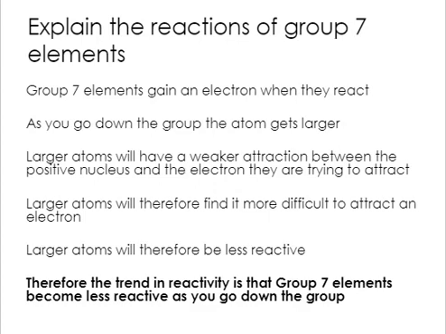We need to explain what's going on with these reactions. Group 7 elements gain an electron, as we've already said. As we go down the group, the atom gets larger. If it's larger, and it's trying to gain an electron, then it's going to have a weaker attraction between the positive nucleus of the halogen atom and the electron that it's trying to attract. If it's further away and it's got a weaker attraction, it's therefore going to be more difficult to attract the electron, and therefore the larger atoms are going to be less reactive. So the trend in reactivity going down Group 7 is that they become less reactive as you go down the group.